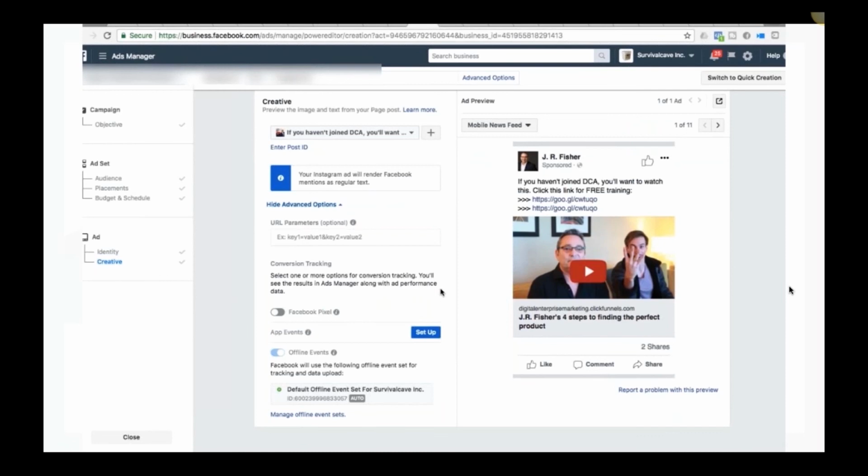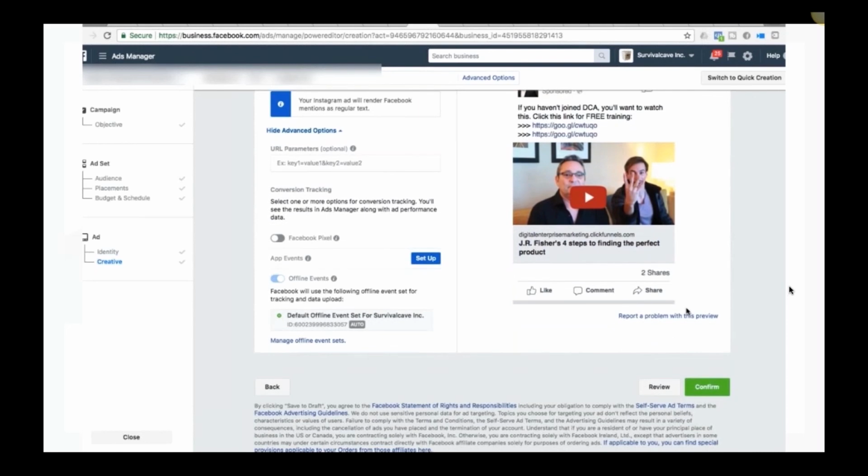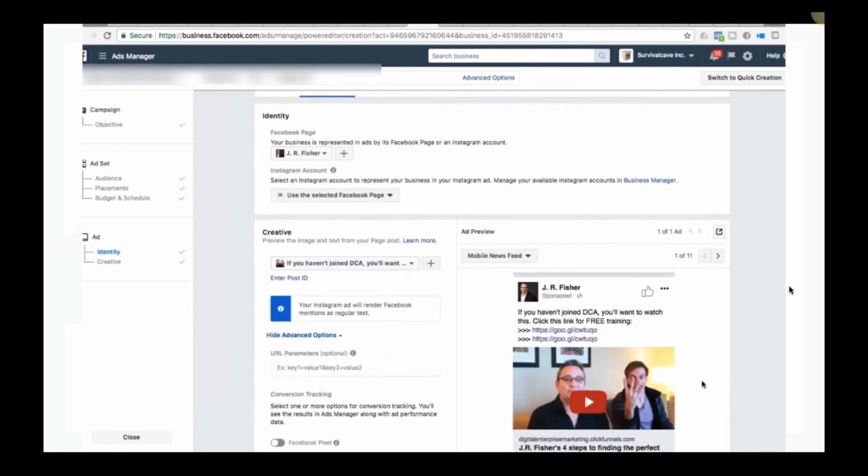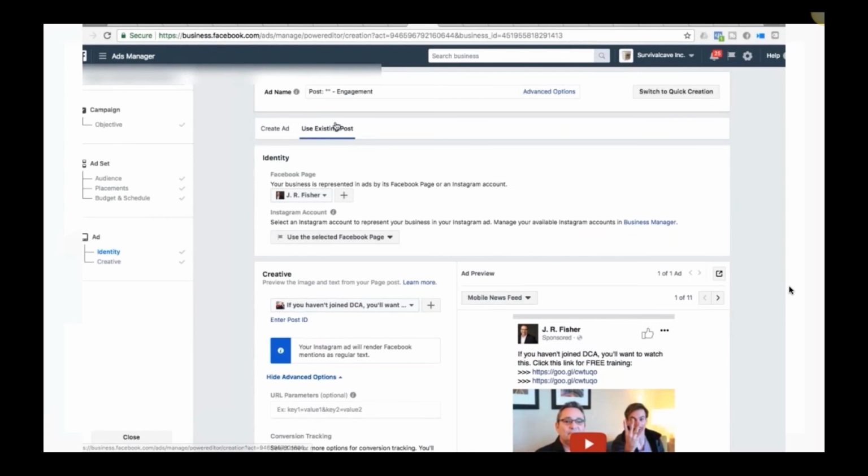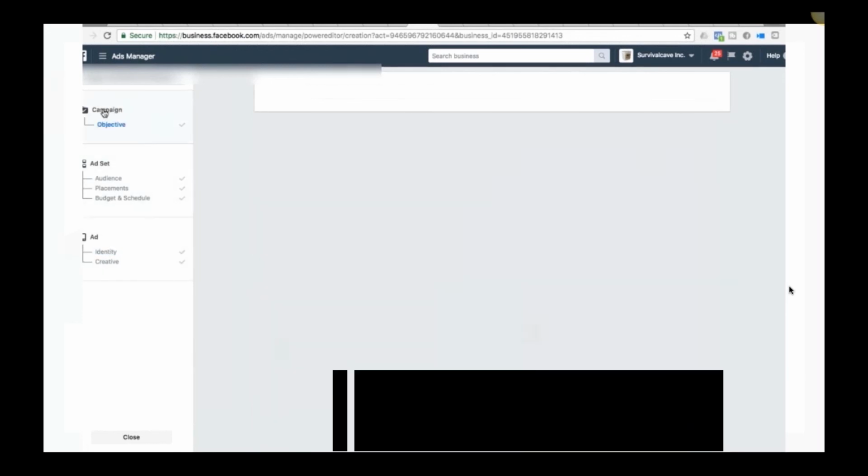So if you notice, pixels aren't here because you can only do that on conversion tracking. And I'm not doing conversion, right? I'm just doing engagement. And then I would confirm. And I'm not going to confirm this because I don't really want to run an ad right now, but I just want to show you how that works. So as you see, we've got all these boxes checked now because we've been through all these things. So let's go back now to campaign.